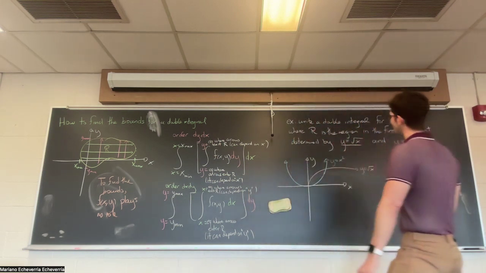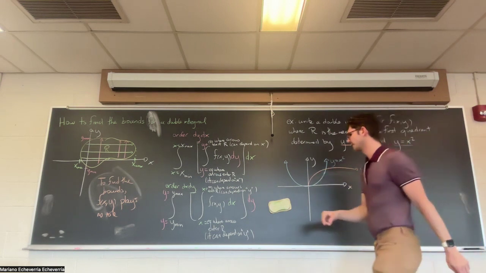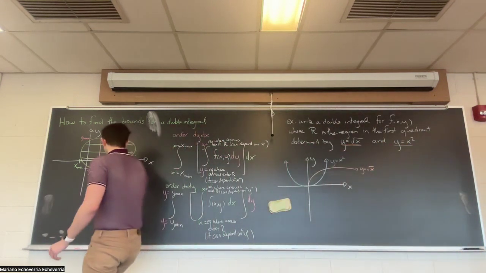So the region R is the region in the first quadrant determined by these two curves. So it essentially refers to this. So here.